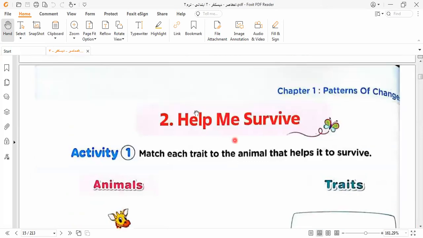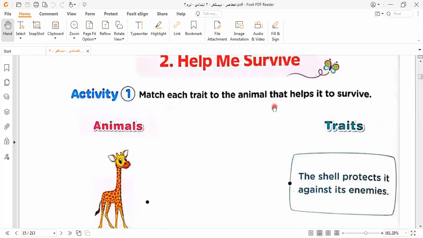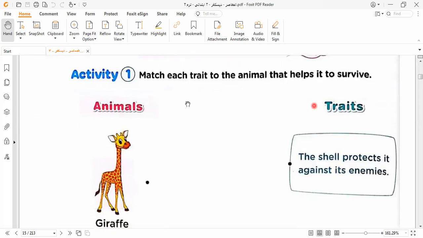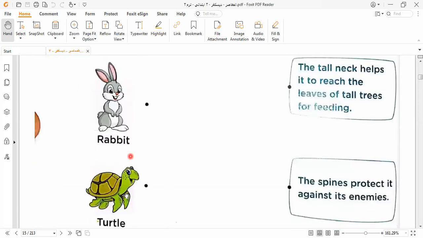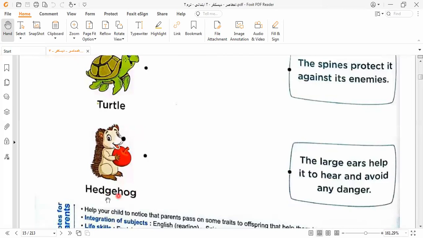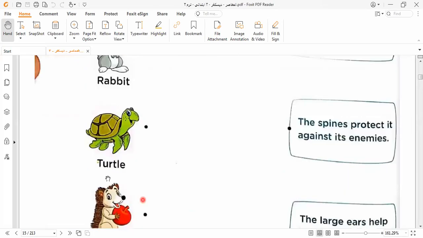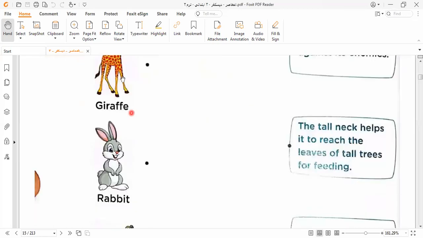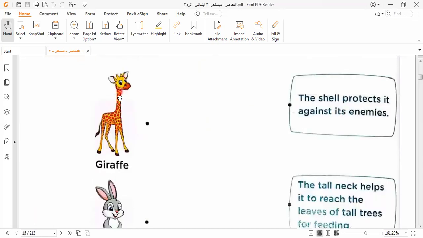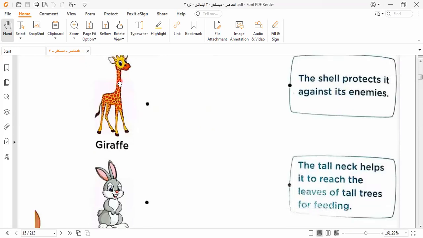Help me survive. Match each trait to the animal that it helps to survive. This is the animal, and this is the trait that helps them survive. We have giraffe, rabbit, turtle, and hedgehog. Let's start with the giraffe. The giraffe has a long neck. What does this long neck help the giraffe to do? The tall neck helps the giraffe reach leaves on the tree for feeding.